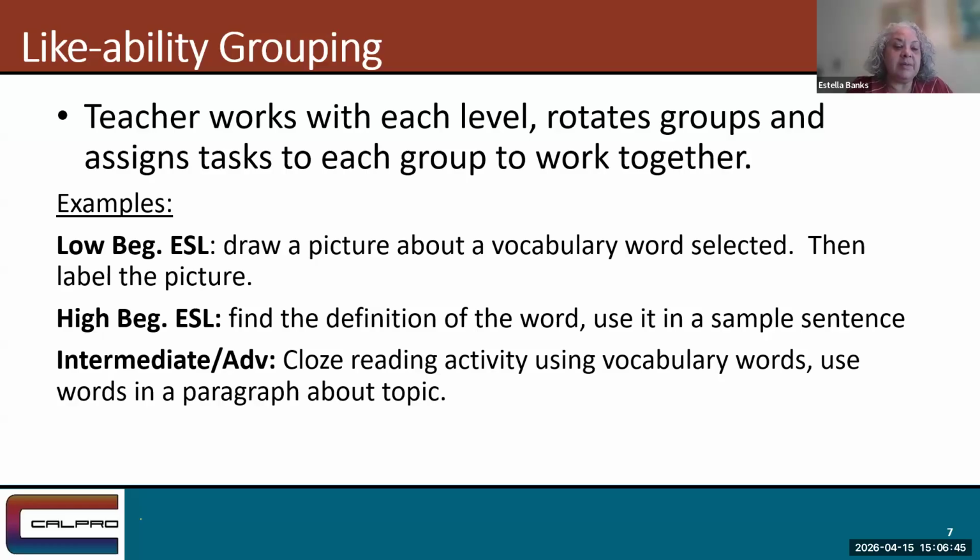So some examples: for a low beginning class, you would have them draw a picture about the vocabulary word that they've selected. Then you could have them label that image. For a high beginning ESL, an example would be to find the definition of the word and use it in a simple sentence. And for an intermediate or high, you could provide them with a cloze reading activity using vocabulary words and have them use them in a paragraph about the topic.